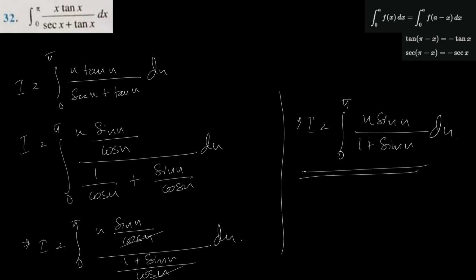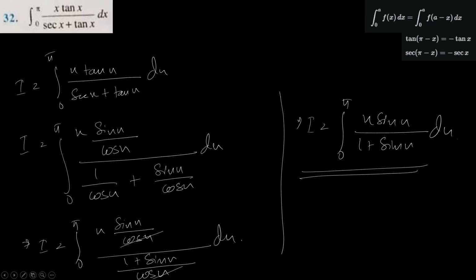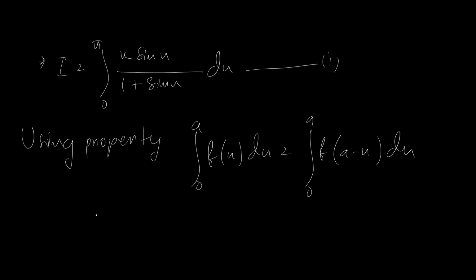Okay, this one I will take as equation 1. Now I will use a property here. Using the property, the integral from 0 to a of f(x) dx is equal to the integral from 0 to a of f(a minus x) dx. I will use this property.